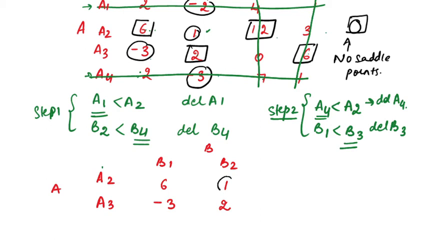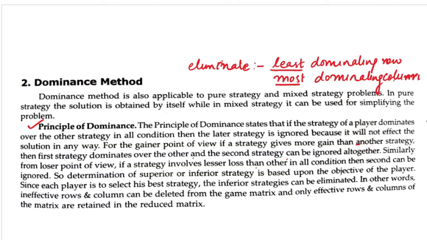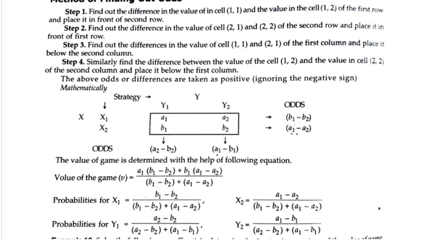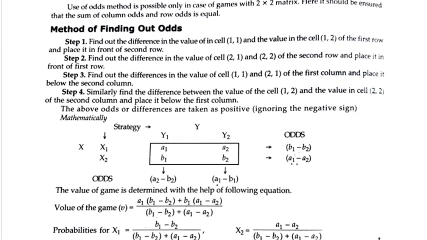From the row minimum, the first row is 1, from the second row it's minus 3, and from the column maximum it's 6 and again 2. So we are not able to find the saddle point. So we have to move with the second method. Let us suppose that is the odds method. Let me give you the formula of the odds method. So this is the odds method and the way to find it.